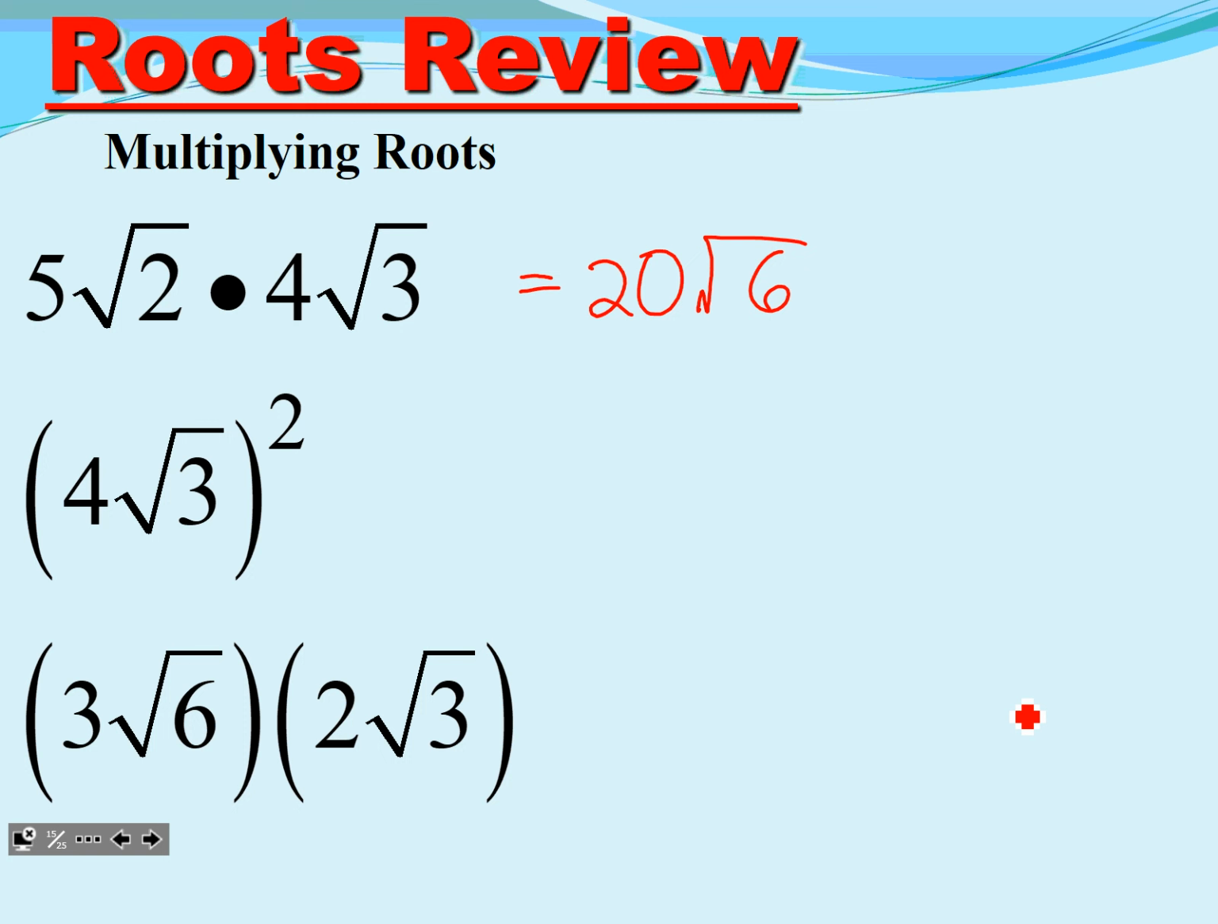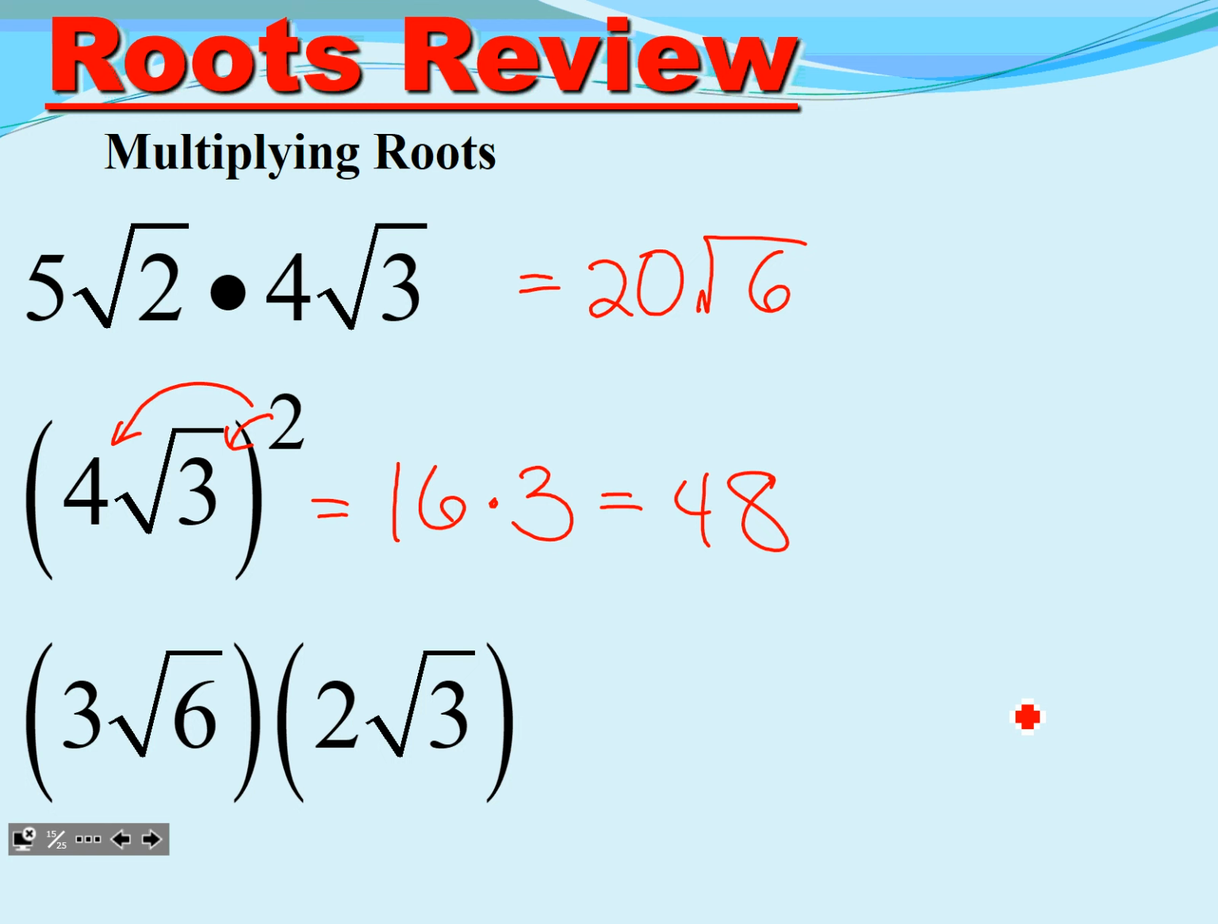The next one, 4 root 3 squared. You could definitely distribute the exponent, like I've done here. So that becomes 4 squared, which equals 16. Root 3 squared will eventually equal 3. So my answer becomes 48. Again, you don't have to show me that middle work. If you guys can do it in your head, good.